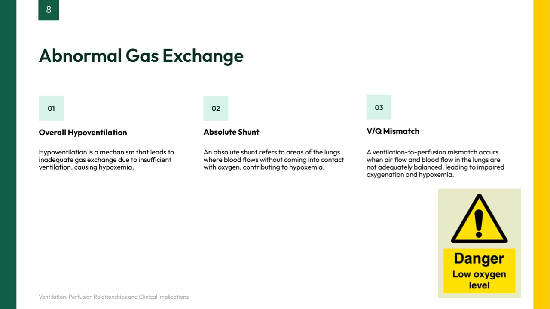For example, areas getting plenty of air but little blood, or vice versa. This imbalance impairs how effectively oxygen gets into the blood, again leading to low oxygen levels. Together, these mechanisms highlight why gas exchange can become abnormal and why oxygenation suffers.